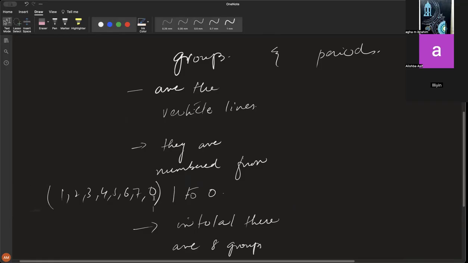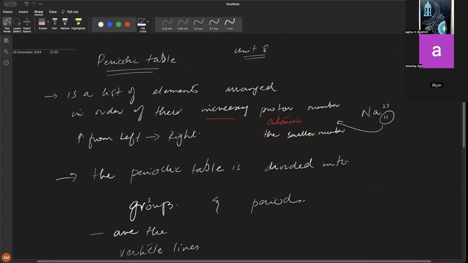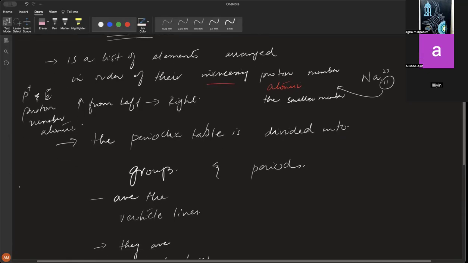Are you guys following? Are you able to write what I'm writing? Yes. The periodic table is a list of elements arranged in order of their increasing proton number. So when you go from left to right, the proton number, or you can say atomic number, the number of protons or electrons, increases from left to right. This is how they are arranged.